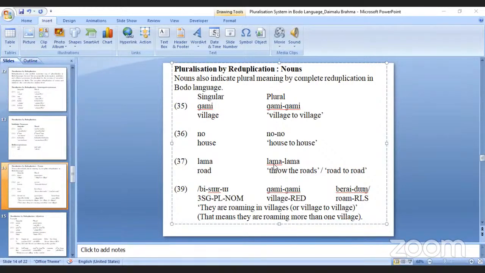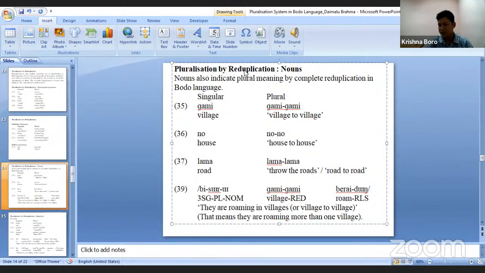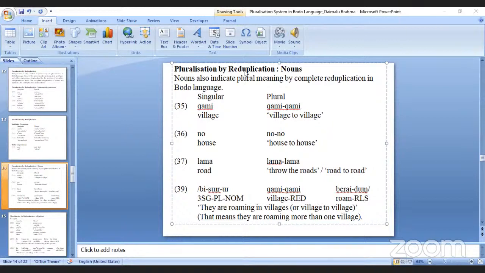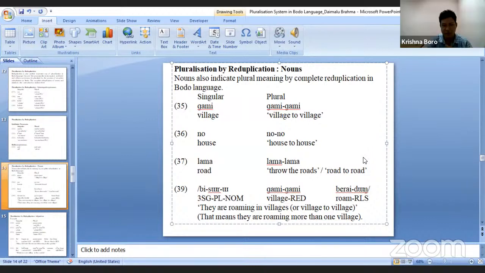Am I correct? Yes, it seems so. Okay. Sagar got his answer. What about if you say each one does the work? Do you use gao gao there? Each one is sase sase. We use sase sase. Yeah, there would be a different expression.